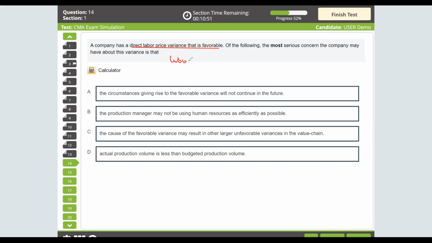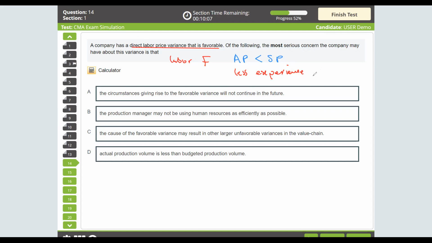So labor is favorable. That means what happened is our actual price, how much we paid, is less than the standard price, how much we budgeted. Why is this less? The possibility could be that we have less experienced people, because if you have less experienced people, we are going to pay them less. If you have high experience, we're going to pay them more. So that is the only way we could have favorable.